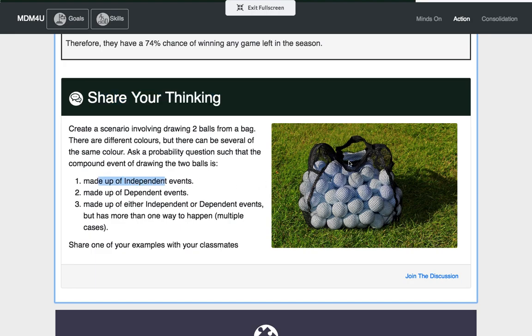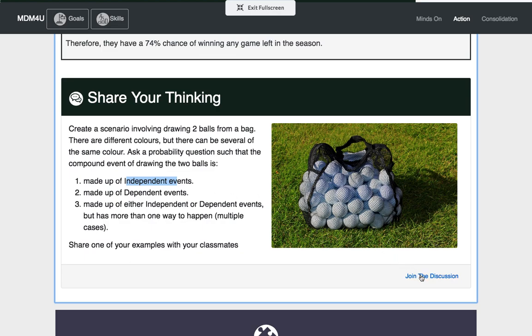So for example, let's say we have 10 golf balls in the bag and 2 of them are red. So what's the probability of pulling out a red golf ball? Well, that would be 2 out of 10. And then because it's independent, that means you need to put that red golf ball back in the bag for the second golf ball to be pulled, because if it's not replaced, then that'll affect the probability of the second golf ball.